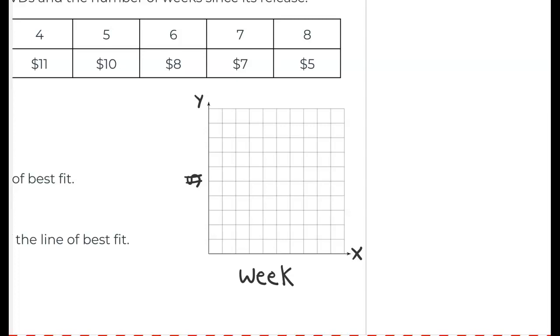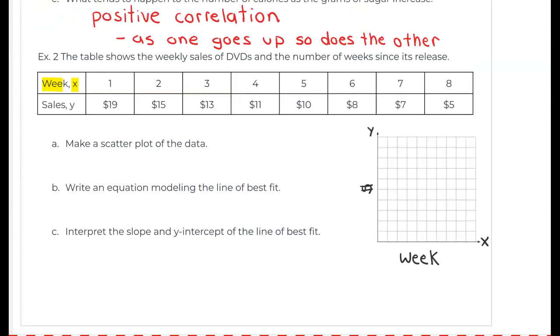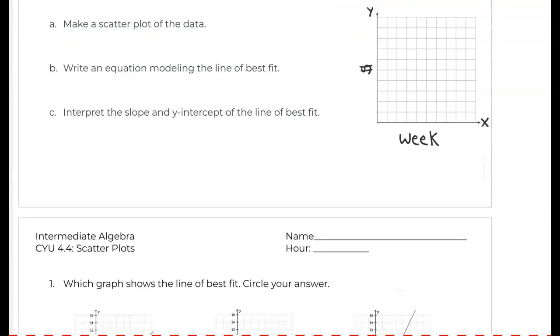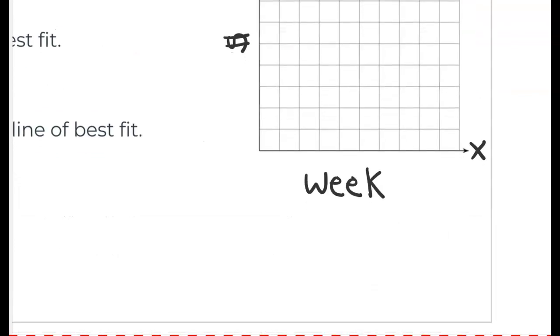Also, we need to add our own scales to this graph. All right. We see that our X values go through 1 through 8. We're going through 8 weeks. So we have enough room that we can just have each box be 1 week. So that's 1, 2, 3, 4, 5, 6, 7, 8. You don't have to write out every one. Sometimes I just write the 1, the 5, and the last one, 8.